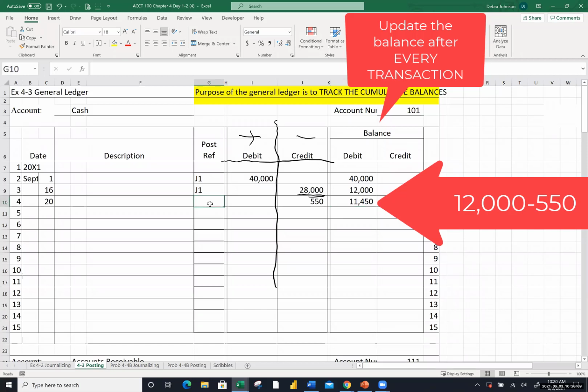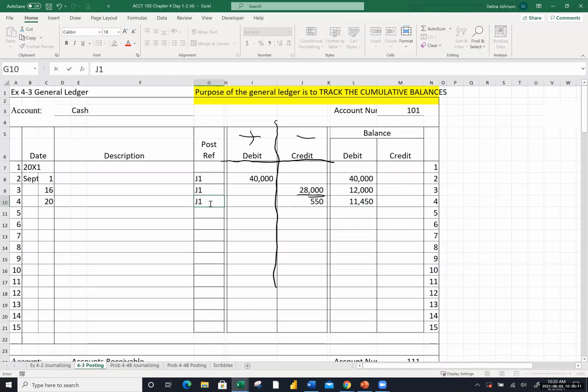Professor Johnson? Yes. Brandy had a question. She asked, are we putting descriptions on the general ledger or do we leave them blank? So good question. I believe your textbook in this chapter leaves these descriptions blank. Brandy asked a great question.